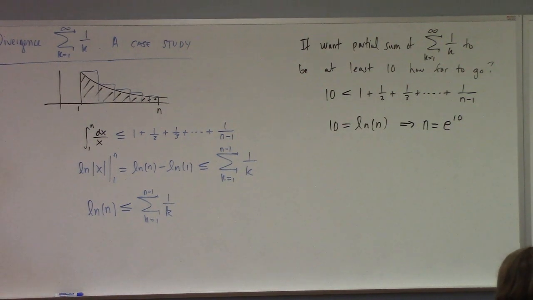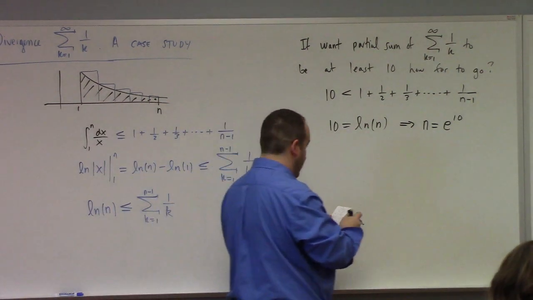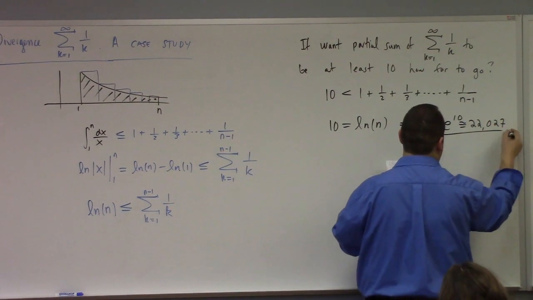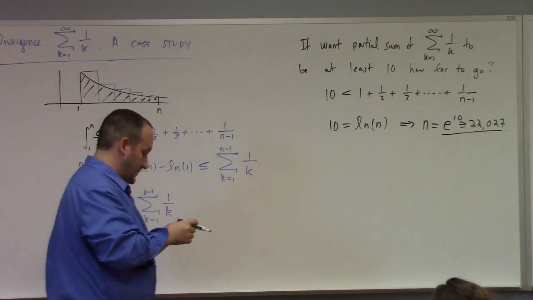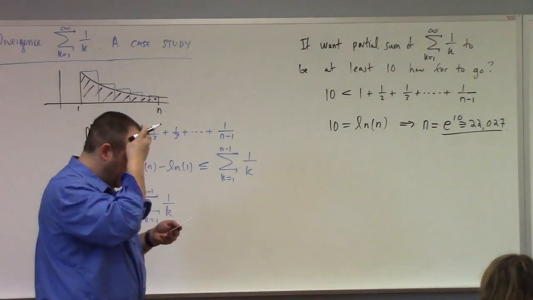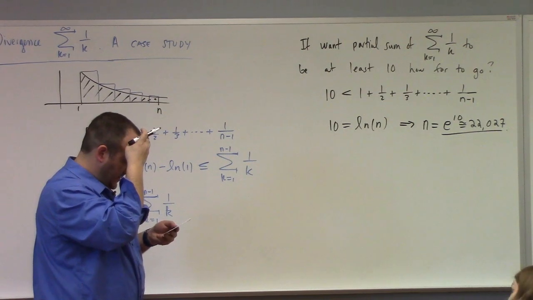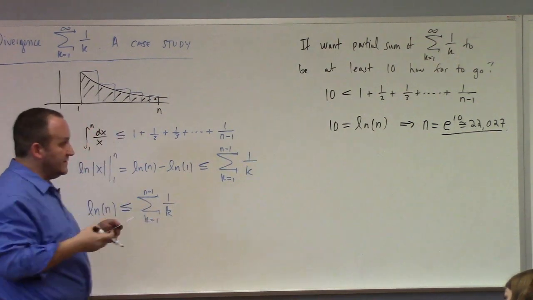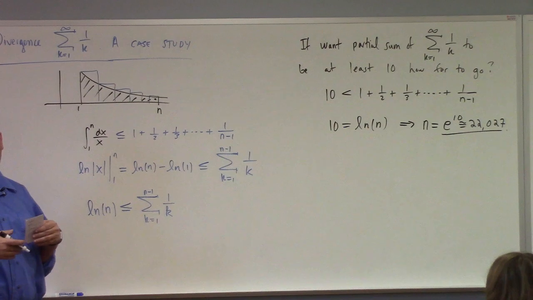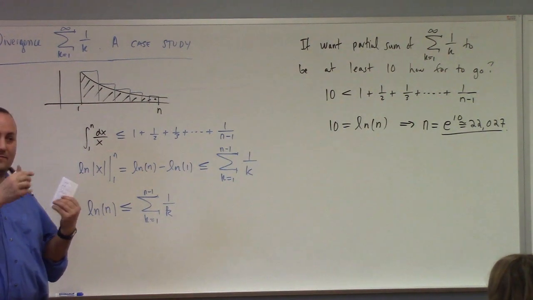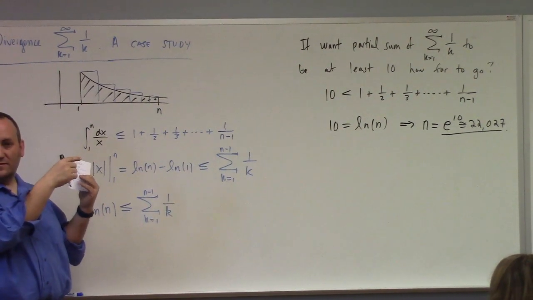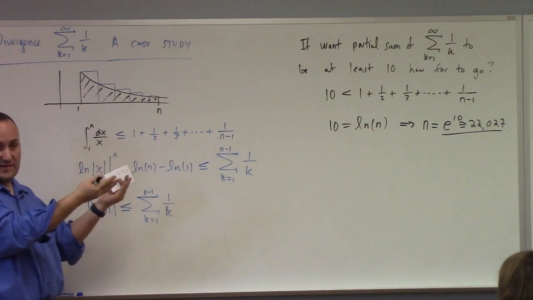So I did some number crunching before class. E to the 10th is 22,027, roughly speaking. Now that doesn't mean you actually have to go 1 plus a half plus a third plus and so on, plus 1 over 22,027 to get to 10. In fact, you're going to get to 10 before that, right? By the time you get to the 22,026th partial sum, you're definitely at least 10 in the partial sum is what this says, right?